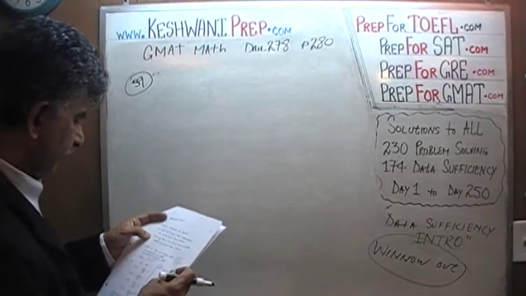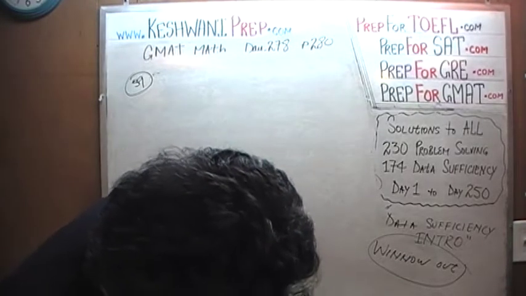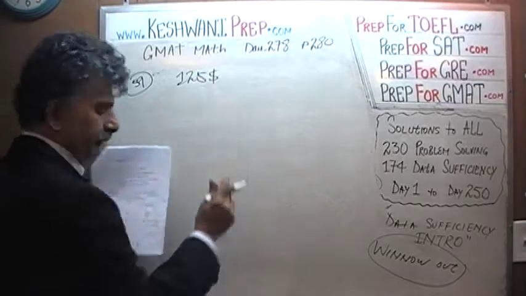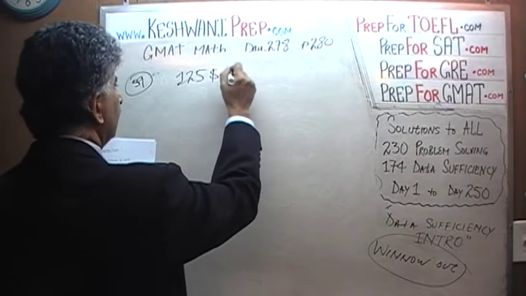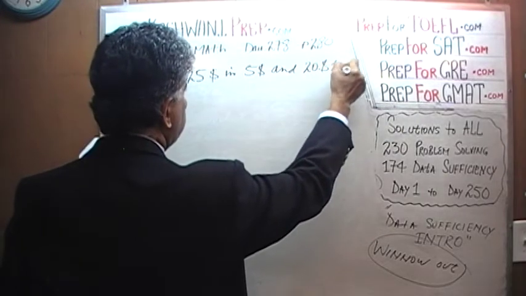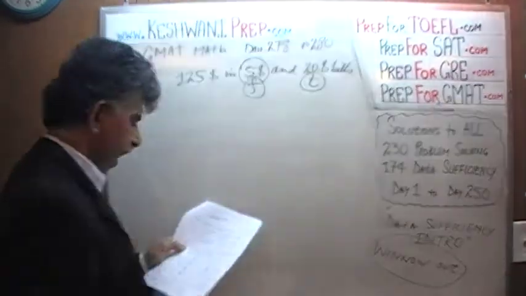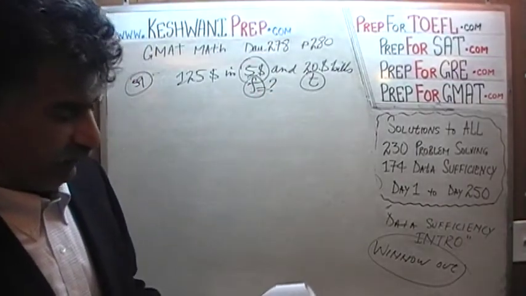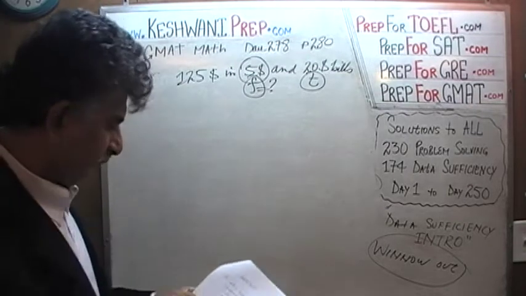It says that Max has $125, consisting of $5 bills and $20 bills. Again, the $5 bills we're going to represent with letter F, and the $20 bills we're going to represent with letter T. And the question simply is, how much is F? How many $5 bills does he have, given that we are told he has $125 in total? Let's see what they tell us.